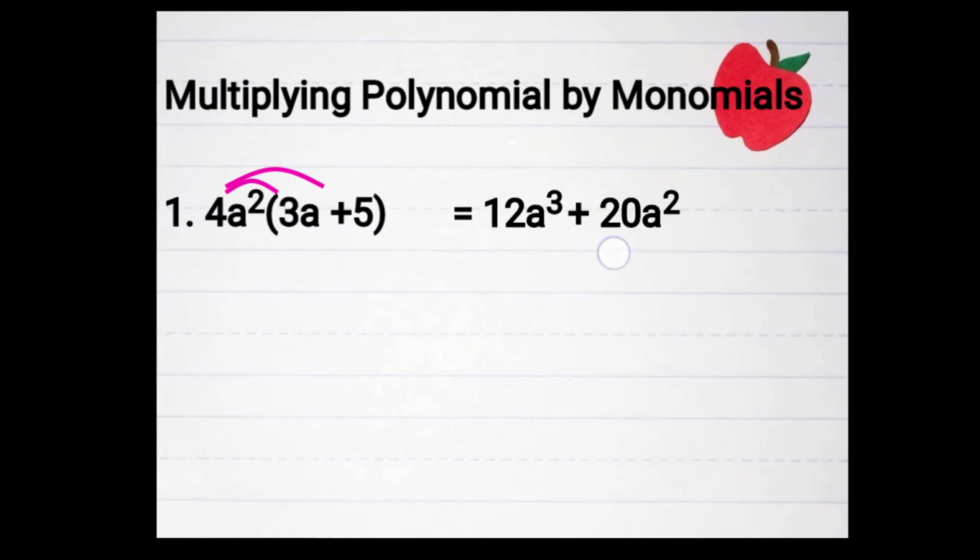Why plus? Because 4 times 5 is positive 20. But if it is negative, therefore it will become minus.